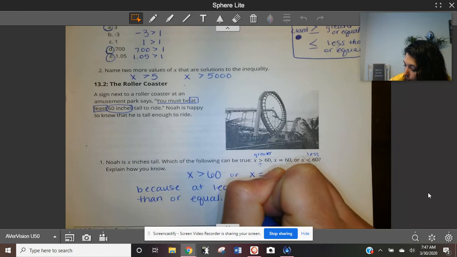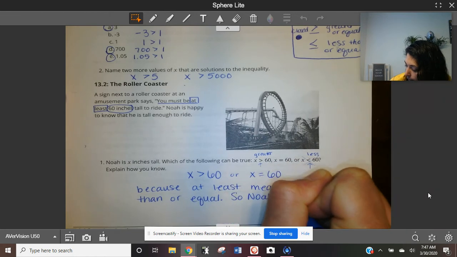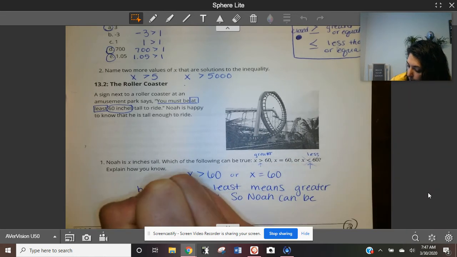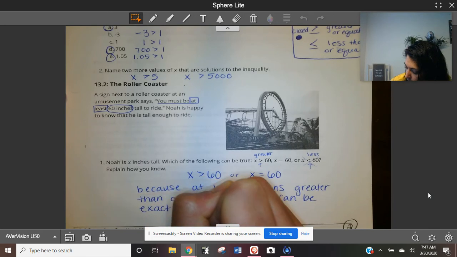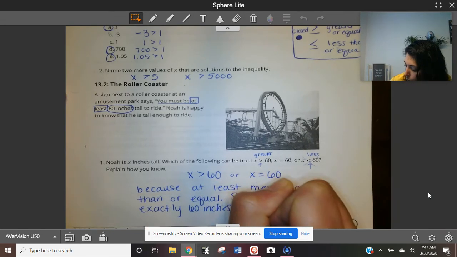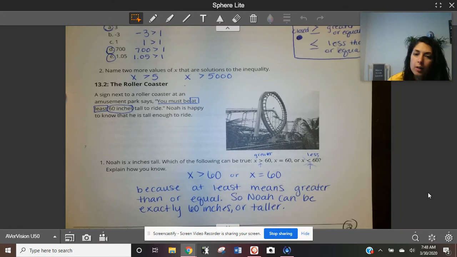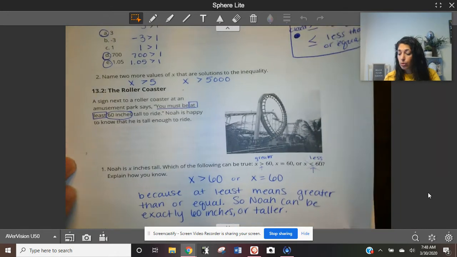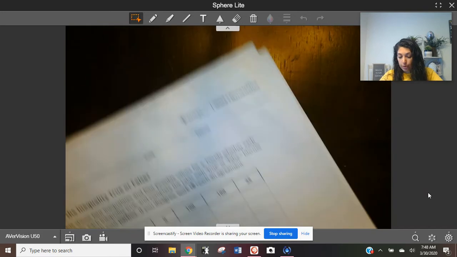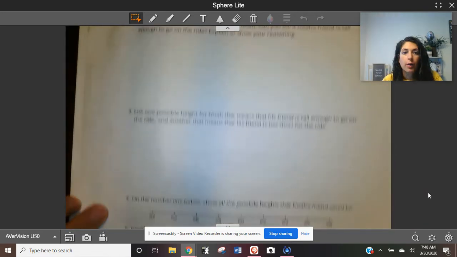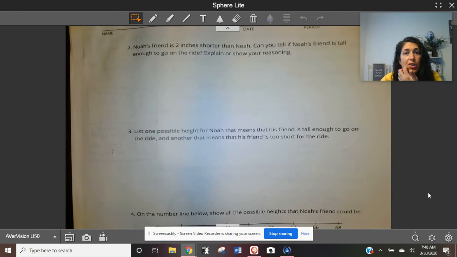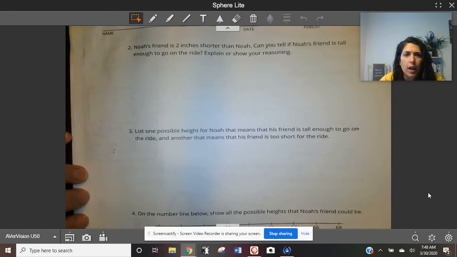So Noah can be exactly 60 inches or taller, okay? And if you've ever been to a roller coaster ride, you would know that that, in fact, is how we do that. Okay, so Noah's friend is 2 inches shorter than Noah. Can you tell if Noah's friend is tall enough to go on the ride?